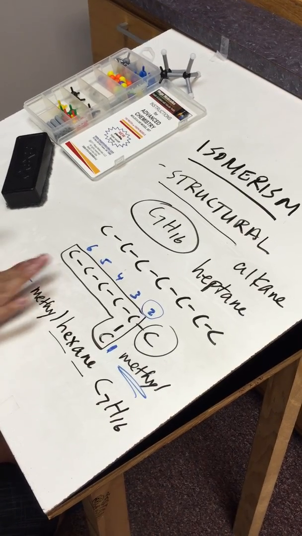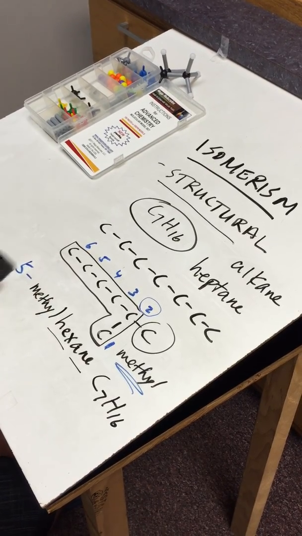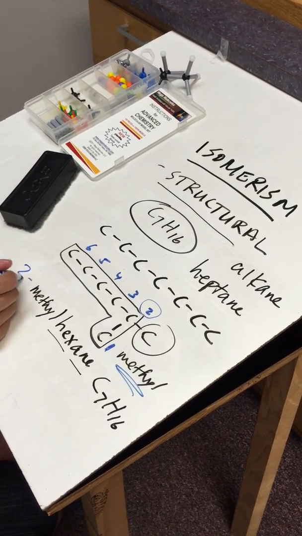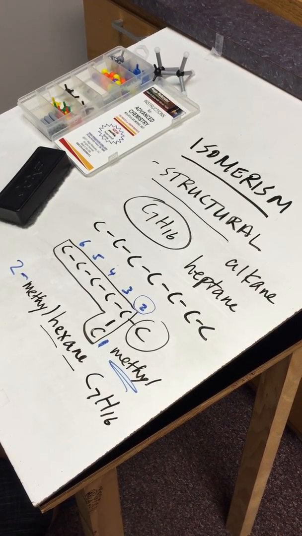It would be wrong to call it 5-methyl-hexane, because that's confusing. So it has to be 2-methyl-hexane, not 2 or 5. It has to be 2-methyl-hexane.